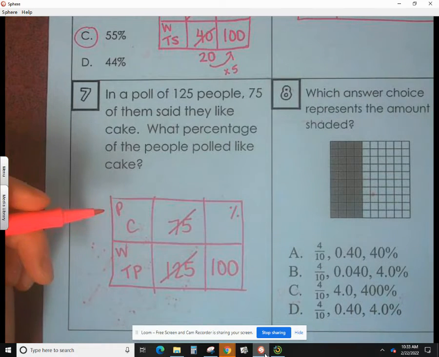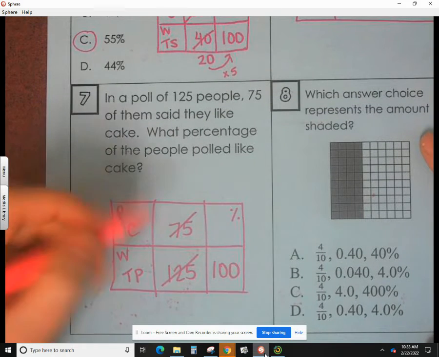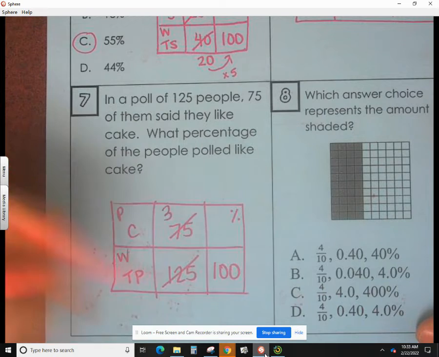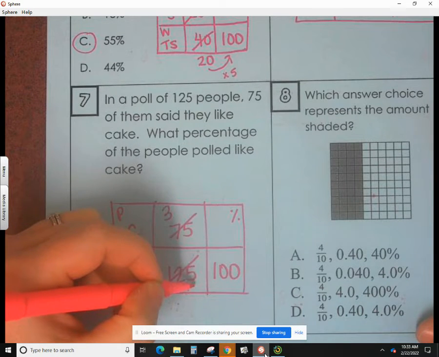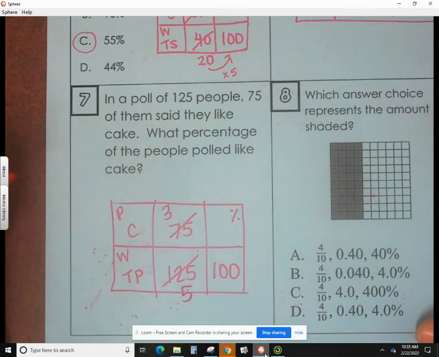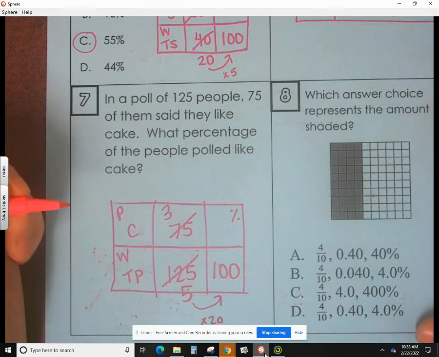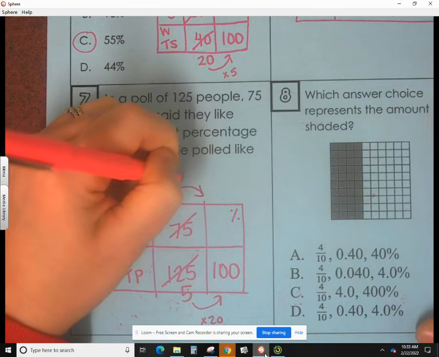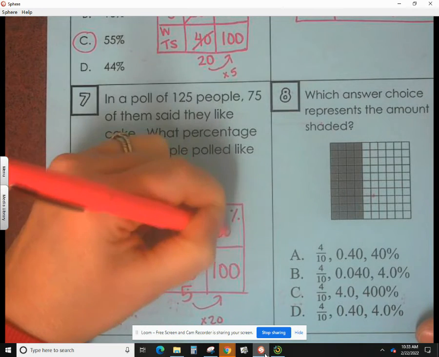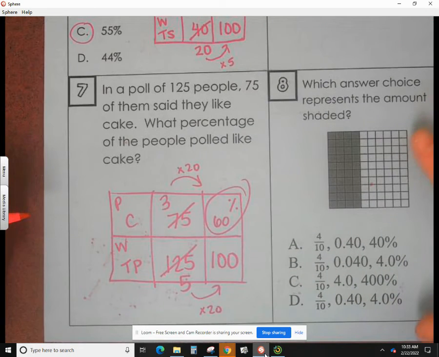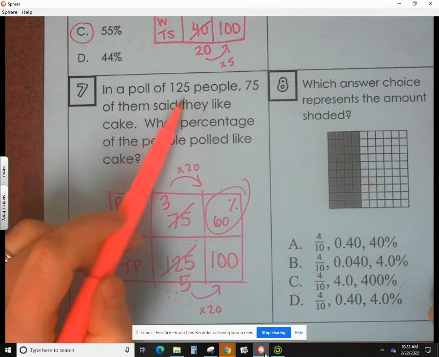You could simplify by 5, but I noticed that 25 goes into both of them. So 25, 50, 75, it goes in 3 times. 25, 50, 75, 100, 125, it goes in 5 times here. Now we have a relationship because 5 times 20 is 100. 3 times 20 is 60. So 60% of the people liked cake. And it is more than half here.